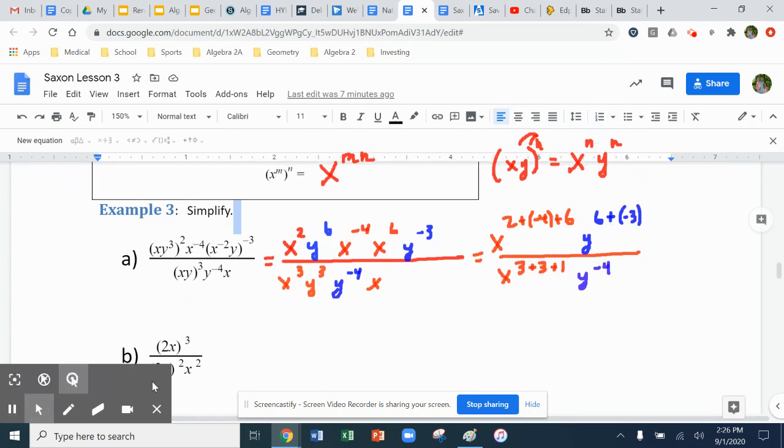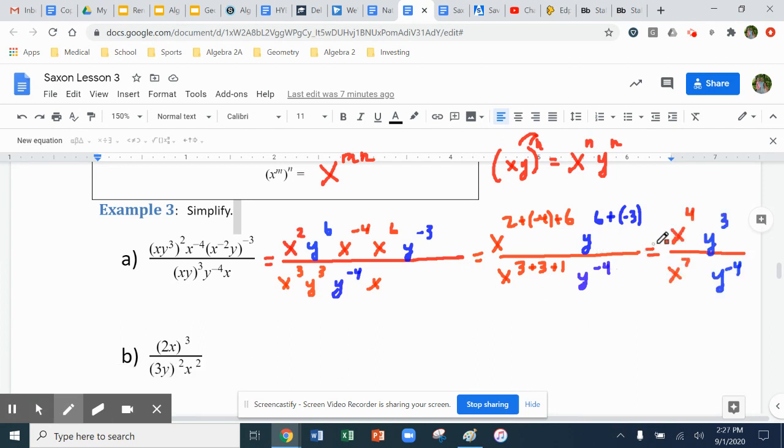And then I'll rewrite it in another fraction here, simplify it out. So now I've got all my exponents added up. I've got an x to the fourth, y to the third, x to the seventh over y to the negative fourth. So now the last thing to do, if we can see, we've got this x to the fourth over x to the seventh. We're going to subtract 4 minus 7. And then we're also going to subtract 3 minus a negative 4, which, remember, when you do 3 minus a negative, that's going to be like adding.